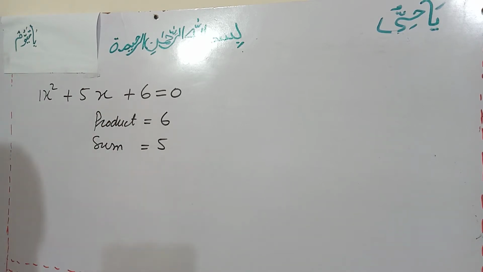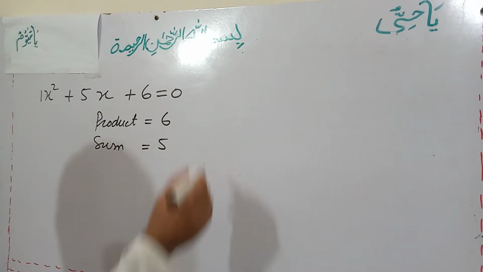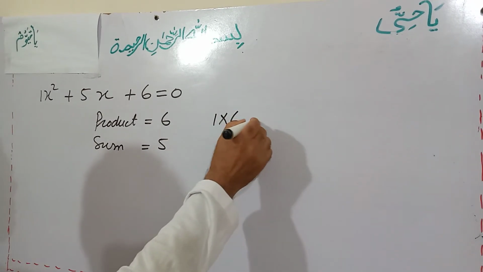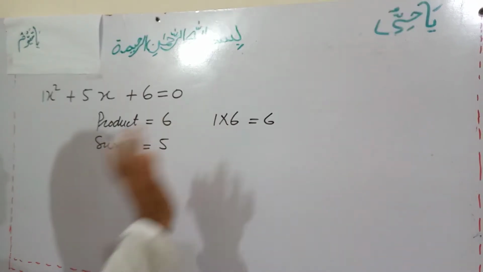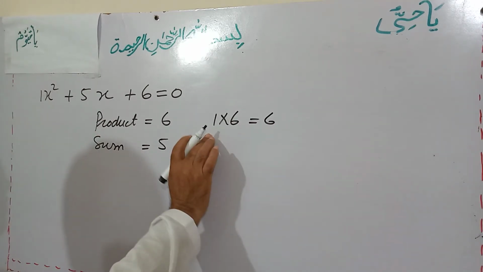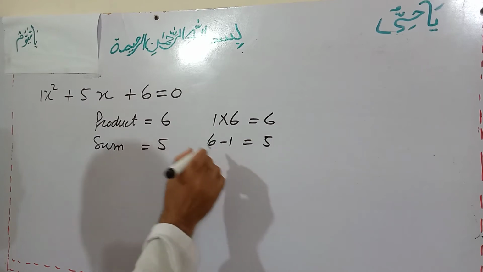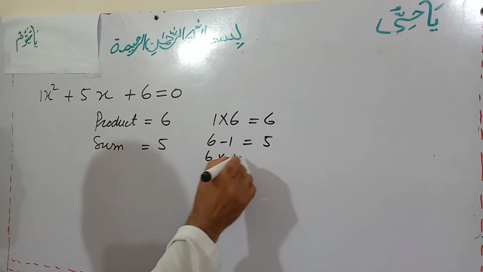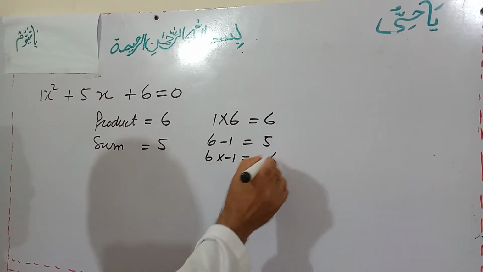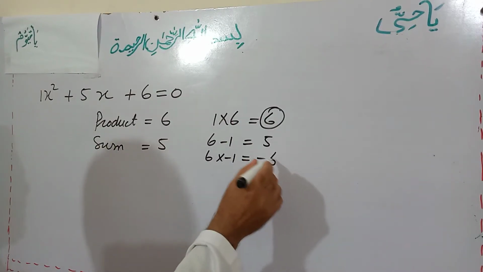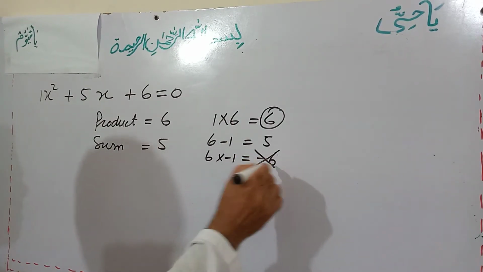So for 6, we can use the trial method. 1 multiplied by 6 is equal to 6, but the sum of these two is not 5. The difference of these two is 5, since 6 minus 1 is equal to 5. But when we multiply 6 by minus 1, the answer is minus 6. We need positive 6, we don't need negative 6, so this is not possible.